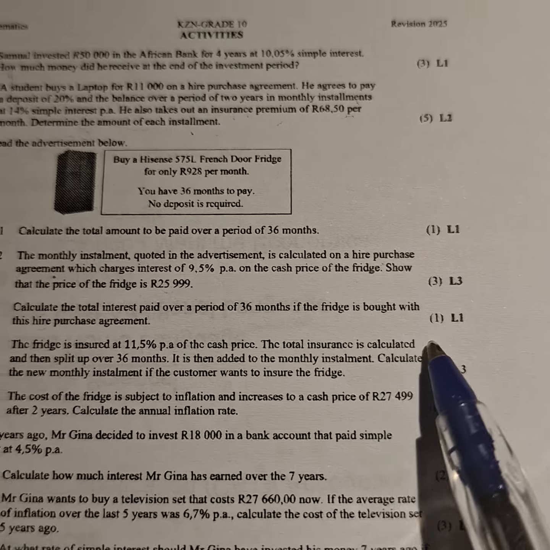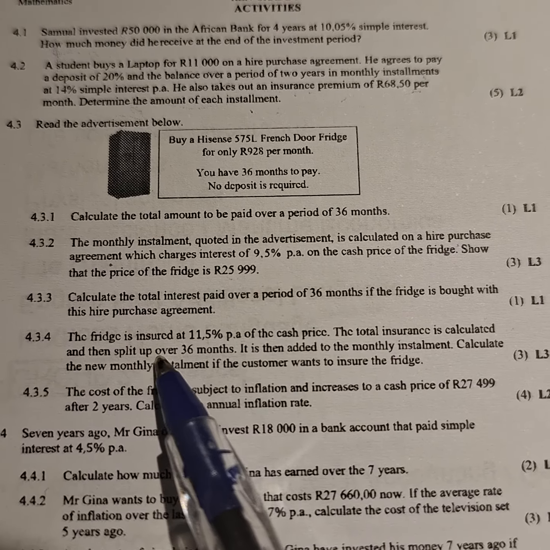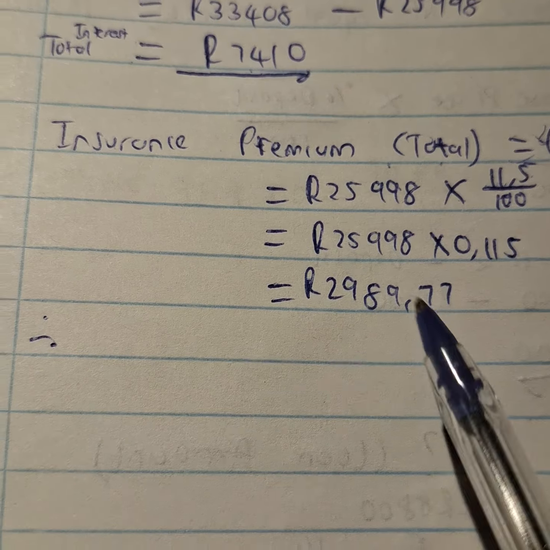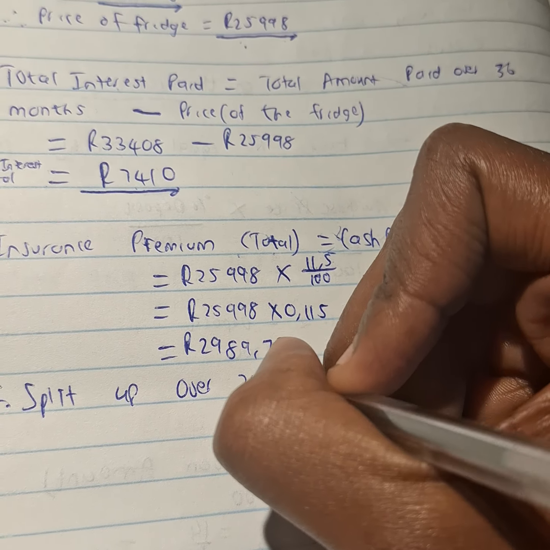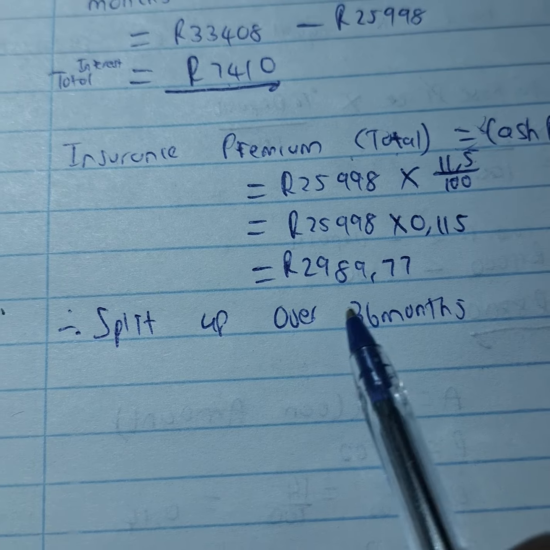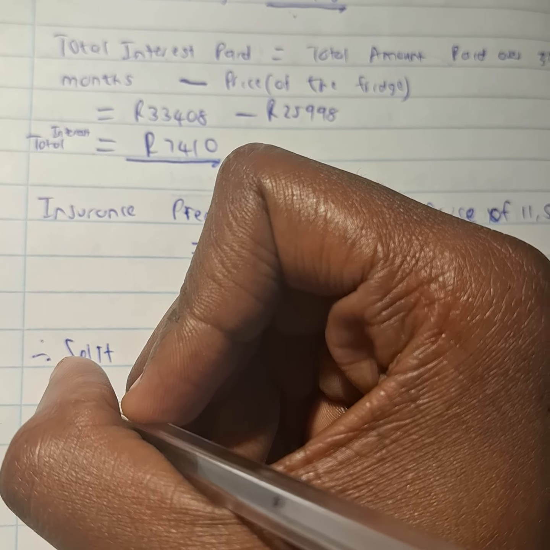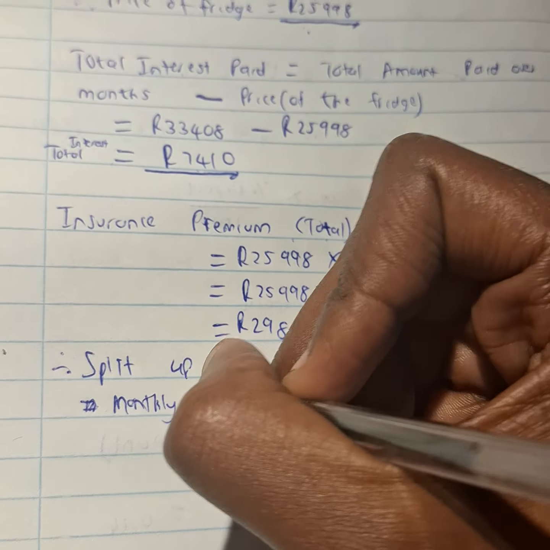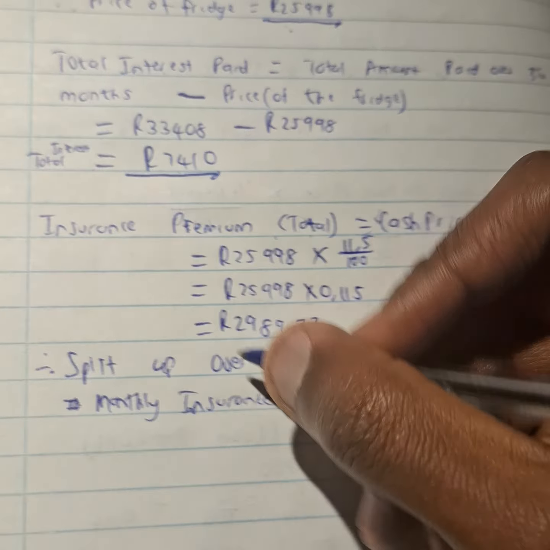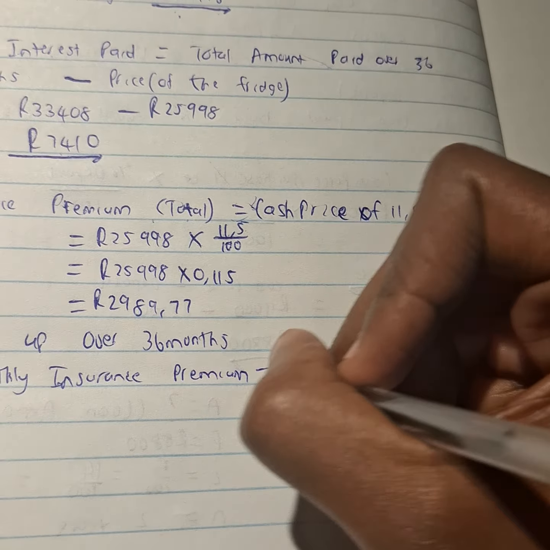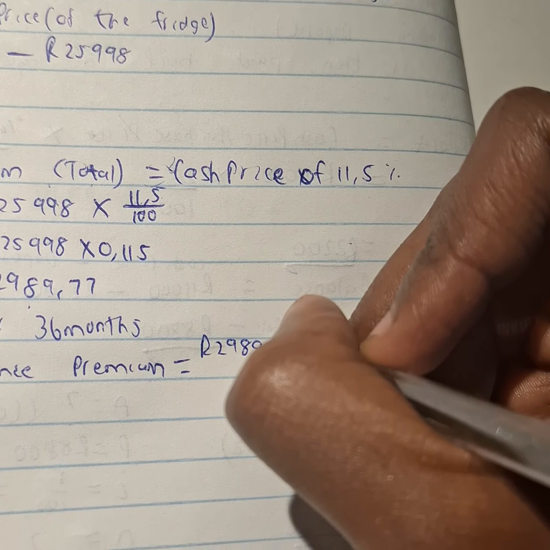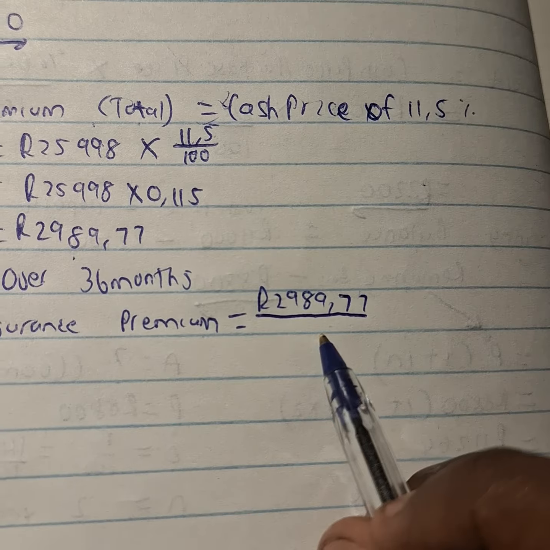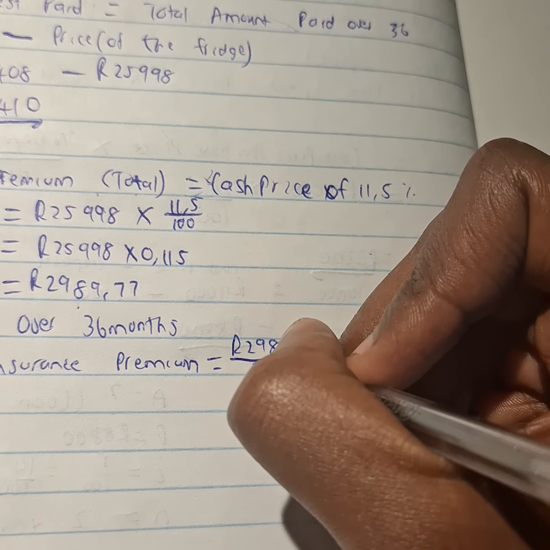But then remember, what did it say further? The total insurance is calculated and then split up over 36 months. So this is the total insurance, but then it's split up over the 36 months, so that this insurance is manageable. So we now want to calculate the monthly insurance premium. So we are going to take this 2,989 rand 77 cents and we are going to share it, in other words, divide it over the 36-month period.